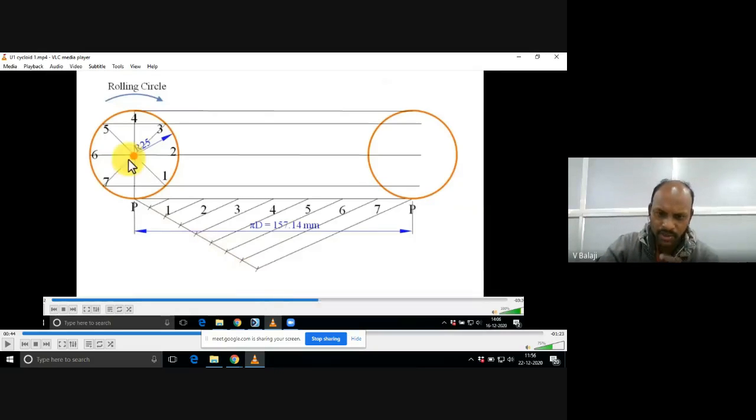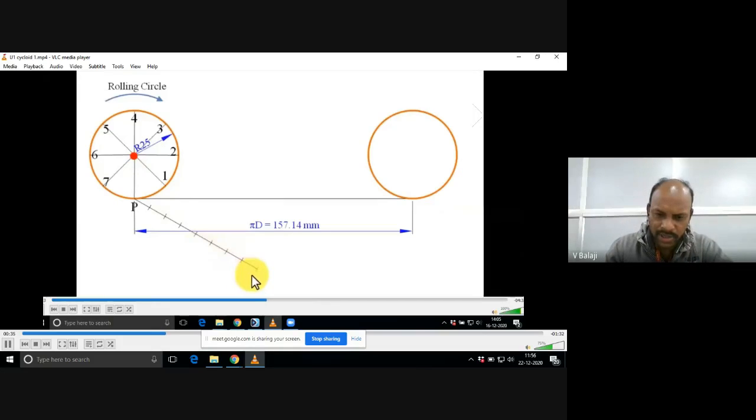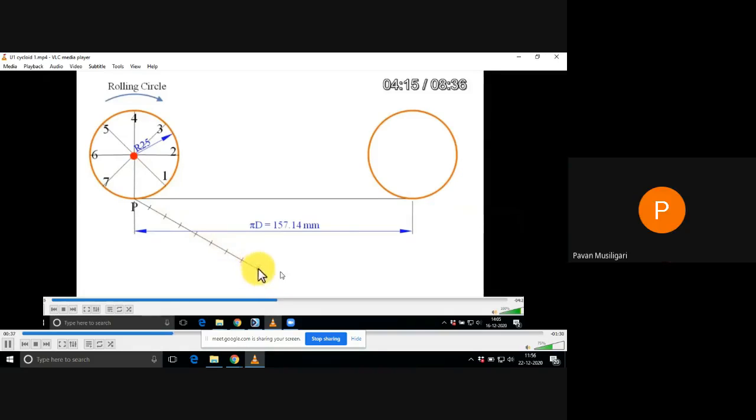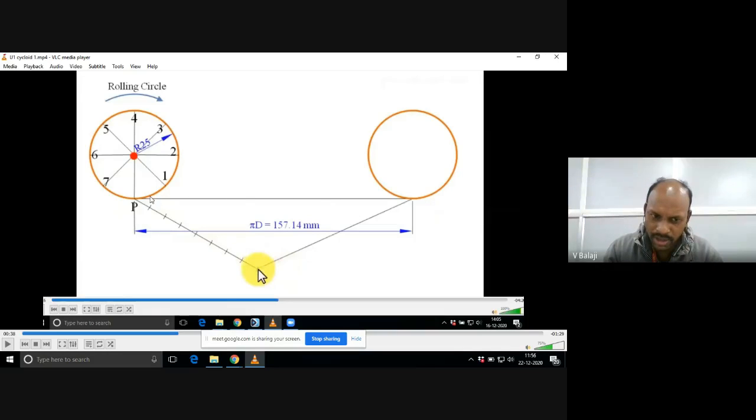Last arc, what do I have to do? Where do I have to join the last arc? The last arc I have to join to the other end of the line, the other end of the pi d length. So I got one line here.